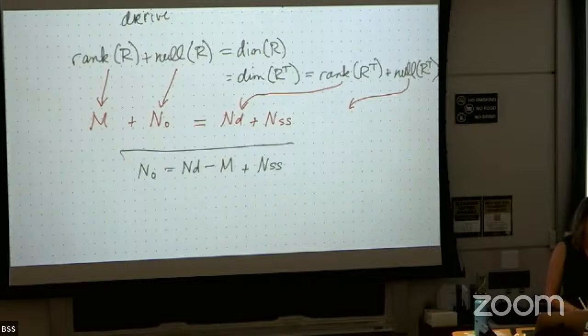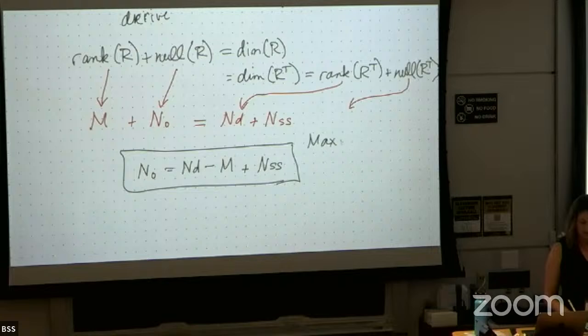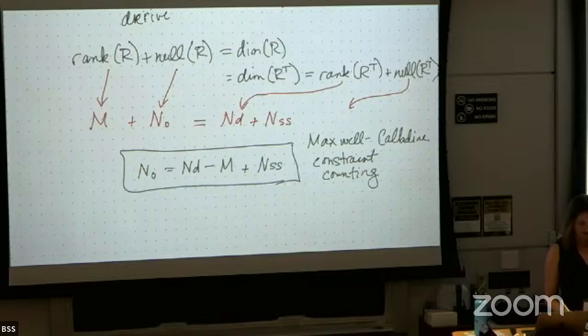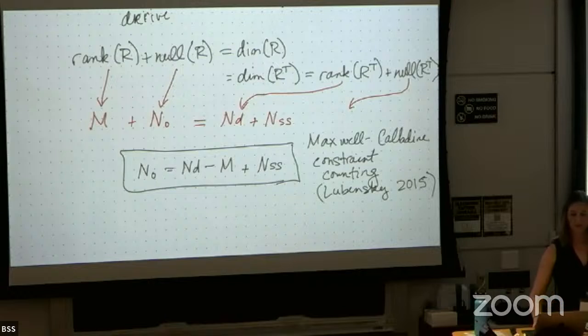And this is the formal expression for what's called Maxwell-Calladine constraint counting. Tom Lubensky and collaborators have a nice article about this in 2015 that goes through all of this in some detail.